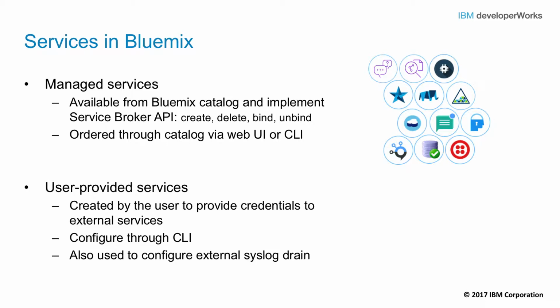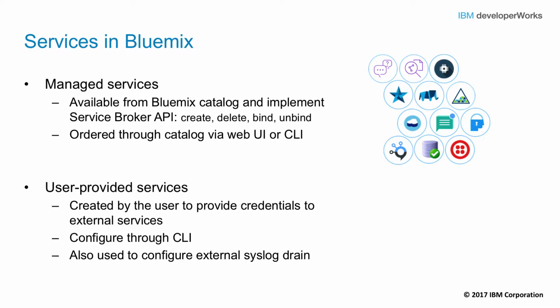One type is managed services. You've heard a bit about those before. These you will find in the Bluemix catalog, and there are over 130 from which to choose. They are developed by IBM, third parties, and you can also create them using the Cloud Foundry Service Broker API. These are published through the catalog and can be provisioned for use by either the Web UI or by using the CLI.